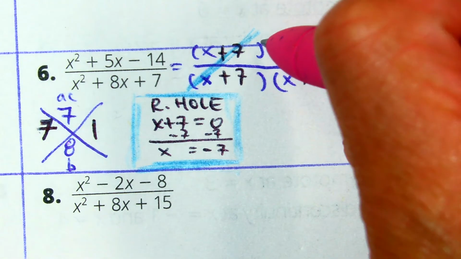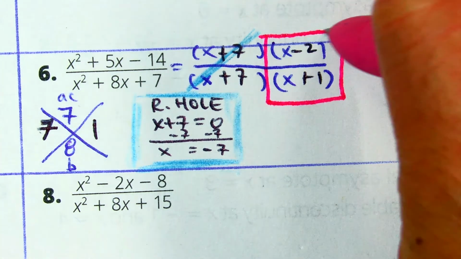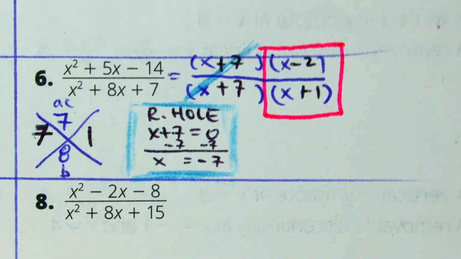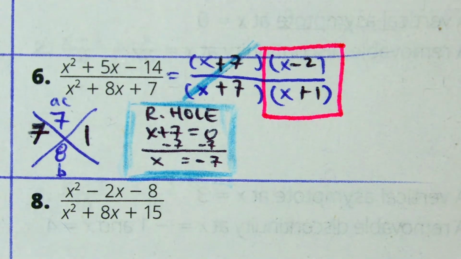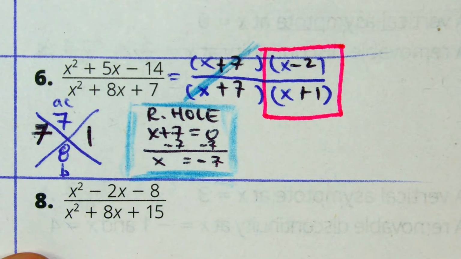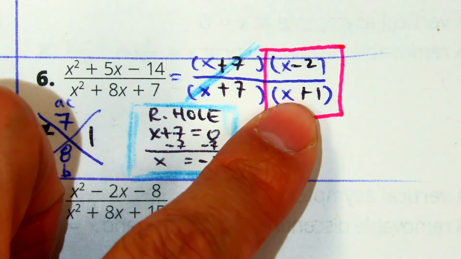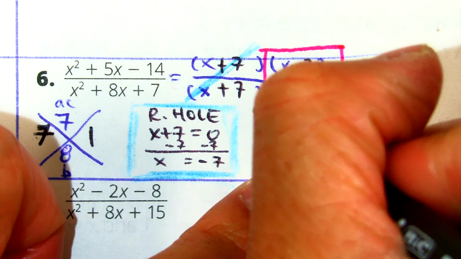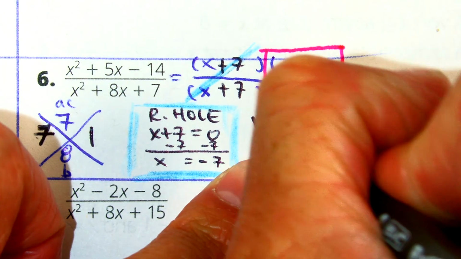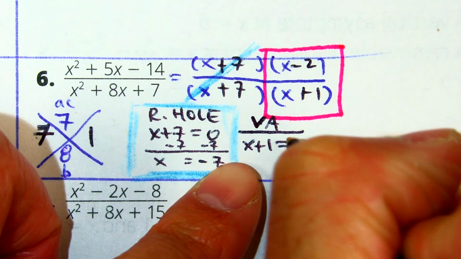Okay, so once we cancel, we're left with this expression here. Class, what's step number 3? Set the denominator not equal to 0. Question. Do I have a denominator in this problem? Put your finger on the denominator. It's this one. So now, step number 3 is actually telling us this is your vertical asymptote. Your vertical asymptote is you set the denominator not equal to 0.